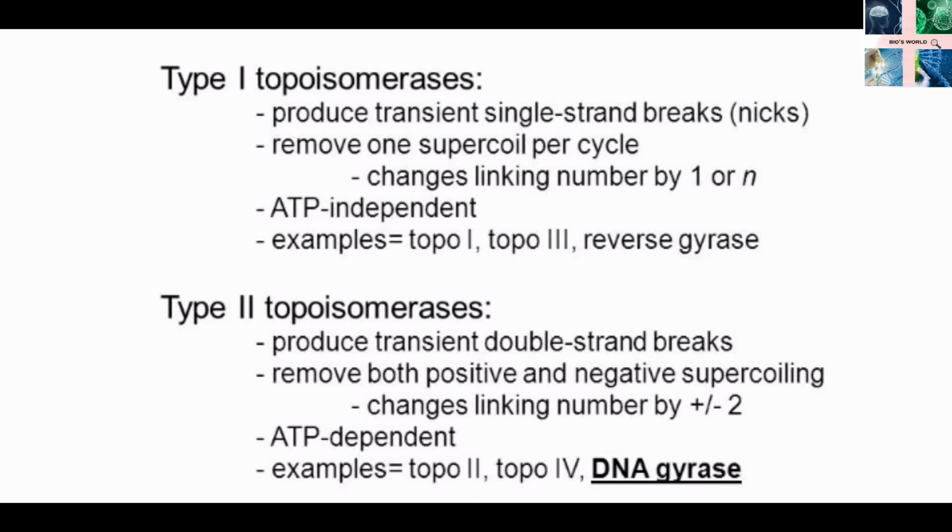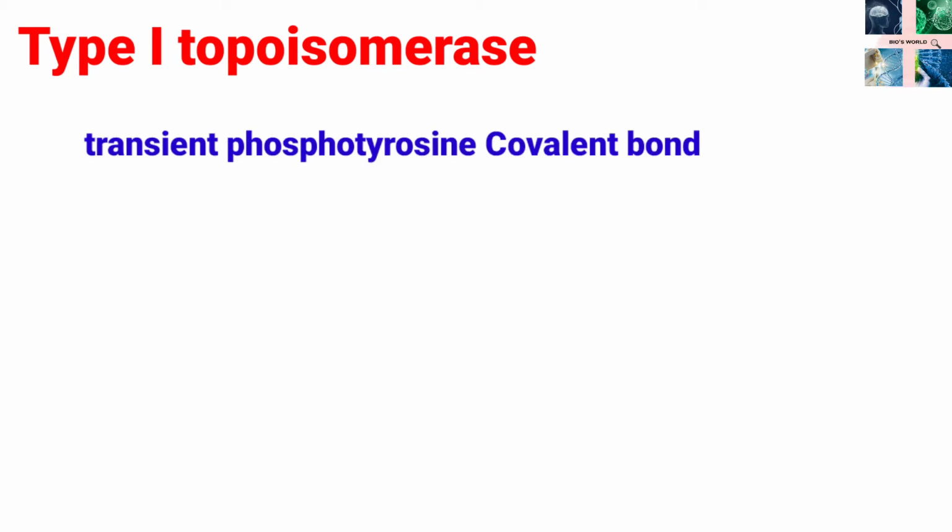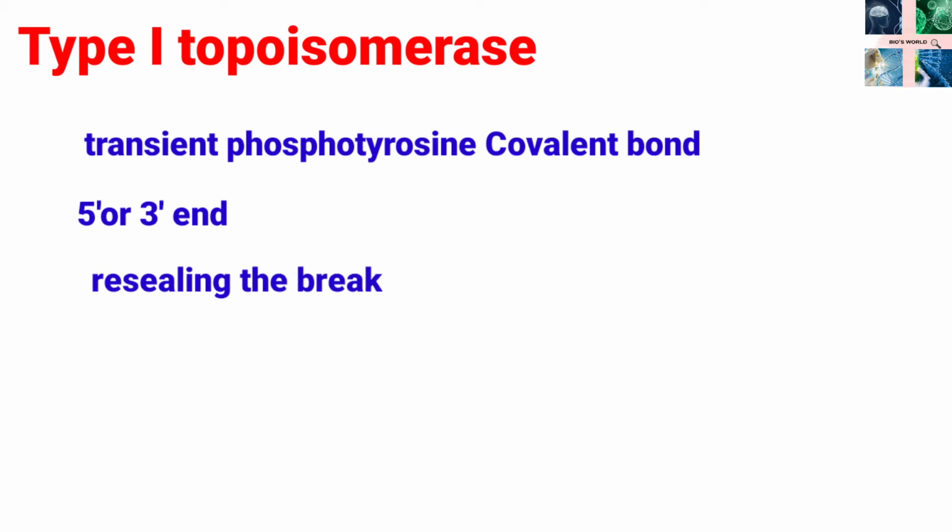Now, let's discuss them one by one. First of all, I will start with type 1. Now, about type 1 topoisomerases. It operates by forming a transient phosphotyrosine covalent bond with one end of the broken DNA strand, either the 5' or the 3' end, which is then followed by the passage of the unbroken strand through the break and ultimately resealing the break.